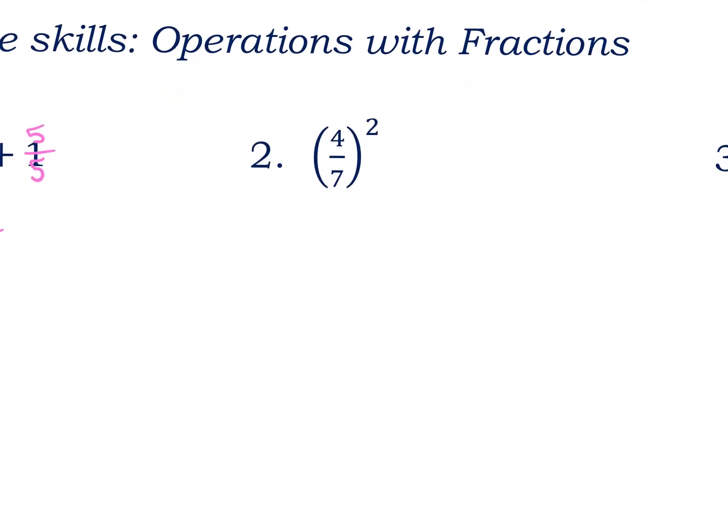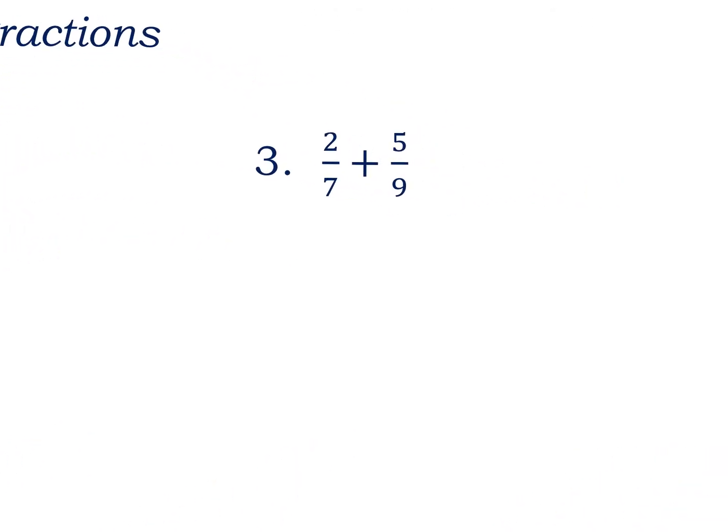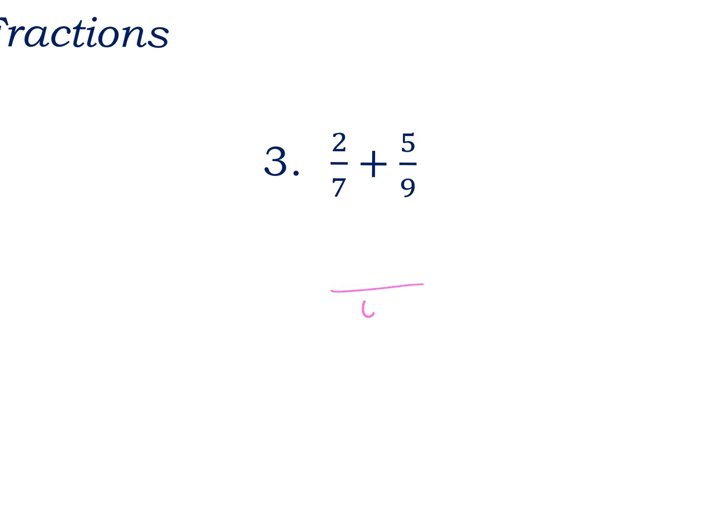Squaring fractions. We just square the numerator, square the denominator. So 4 squared is 16, 7 squared is 49. All right, if we are adding and we do not have a common denominator, that's the first thing, we have to get a common denominator. Someone in my other class was saying, well, you cross multiply. Well, it's not exactly cross multiplying, but the 9 is what you multiply by over here. The 7 is what you multiply by over here, right? So we get 18 over 63 plus 35 over 63, and that gives us 53 over 63.